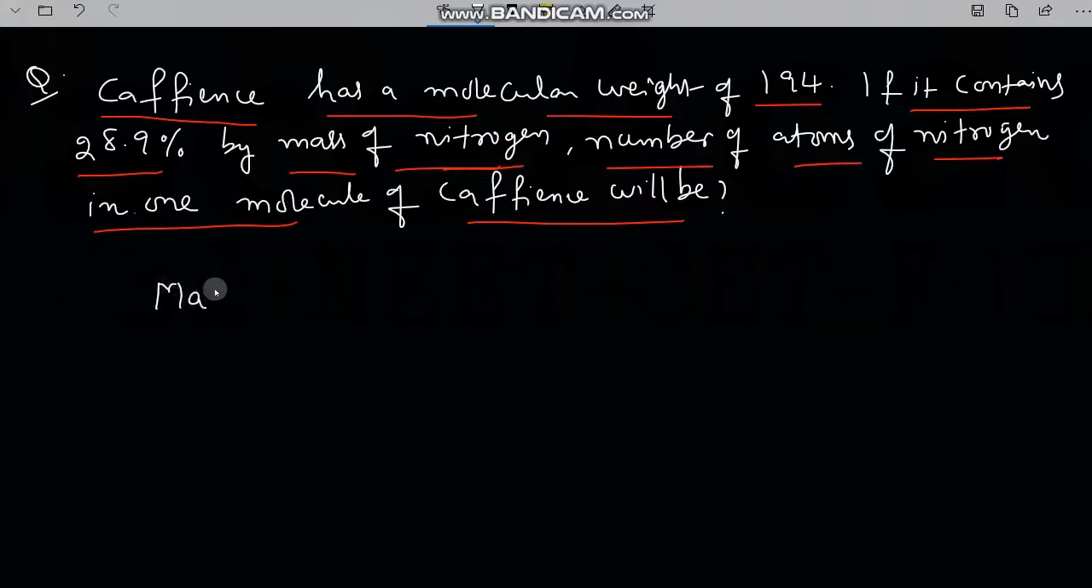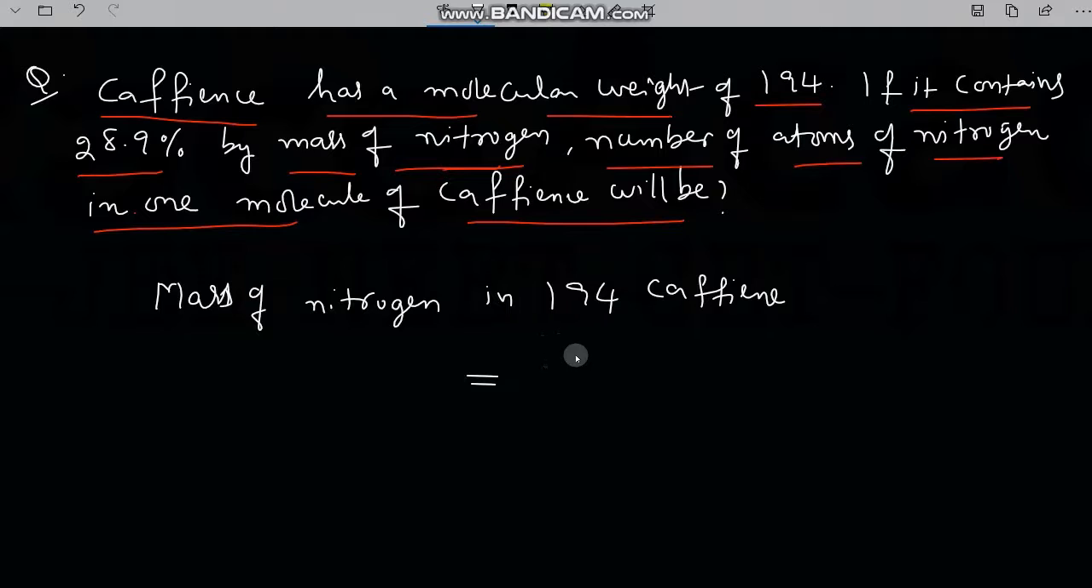That means what is the mass of nitrogen in 194 grams of caffeine? First we will find that one. That will be equal to the percentage given, 28.9 over 100, into 194.